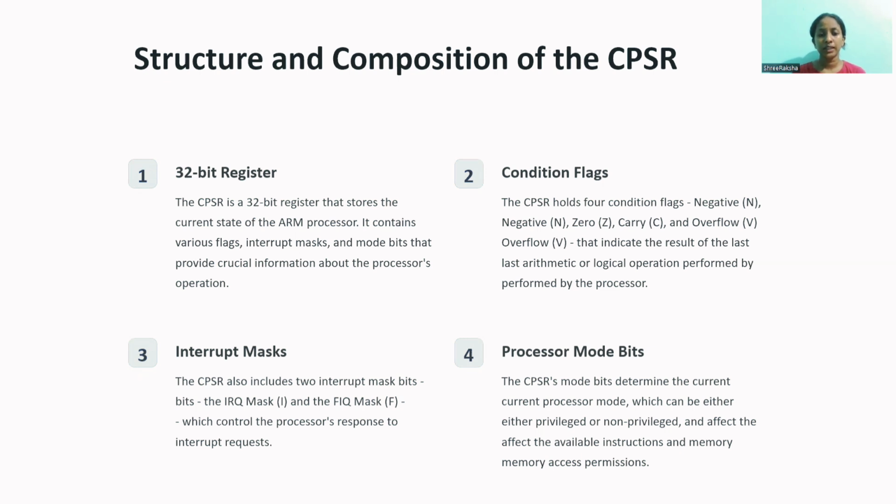Next one is the interrupt mask. The CPSR also provides two interrupt masks, that is the IRQ mask and FIQ mask, which control the processor response to interrupt requests. Next one is the processor mode bits. The CPSR's mode bits determine the current processor mode, which can be either privileged or non-privileged and can affect the available instructions and memory access permissions.